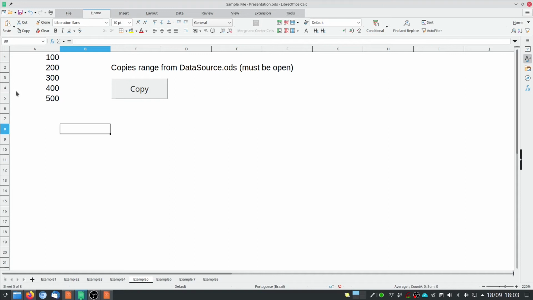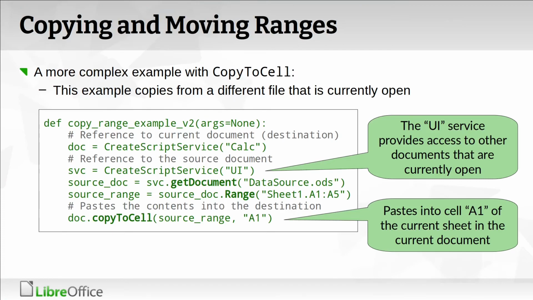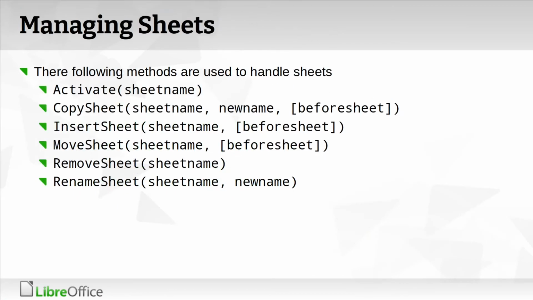Okay, it is also possible to do this with the file closed. And I'll show that when we talk about managing sheets, okay? So there is a method to copy from a file that is closed, but we will talk about that later. Nice. Now moving on. Now we're going to talk about managing sheets. So we have many methods for managing sheets.